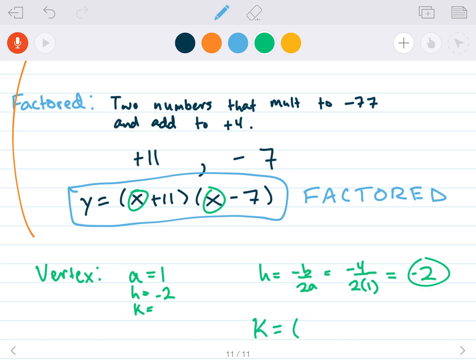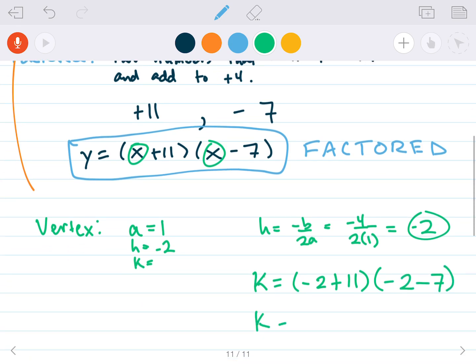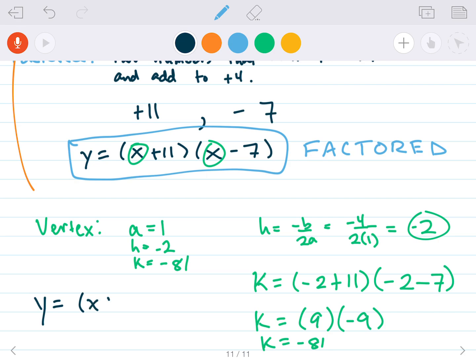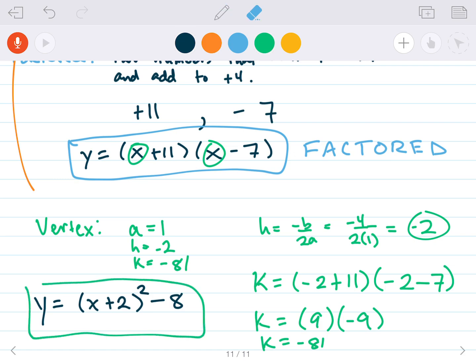Since my input is -2, that's my h, I get -2 plus 11, and then times -2 minus 7. So k is going to be 9 times -9, which is -81. And that's all we need. So we have y equals a, which is 1, times x minus h, and -2 is going to give me a +2, squared plus k. So this is my vertex form.